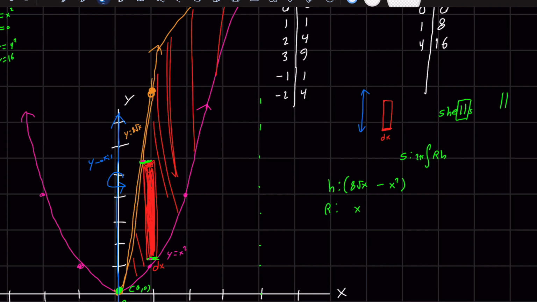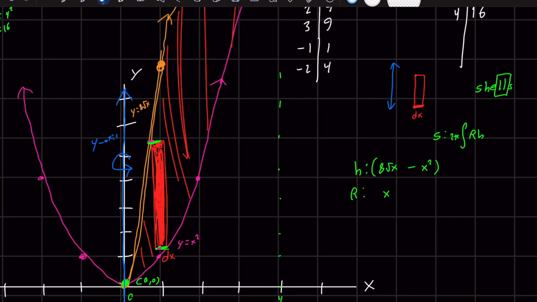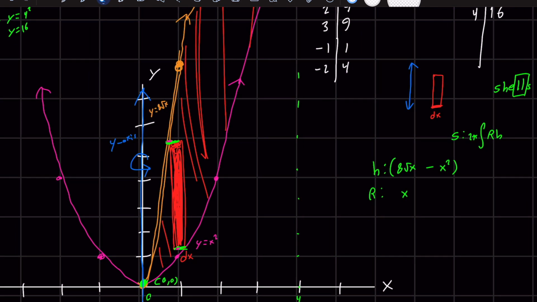We know that our radius has to do with the x. We just have to find if it's going to be x minus something or a number minus x. So you have to look at the radius of the shape that we're making. Let's look first at our axis of rotation. We're right here, right? This is where we're rotating around.